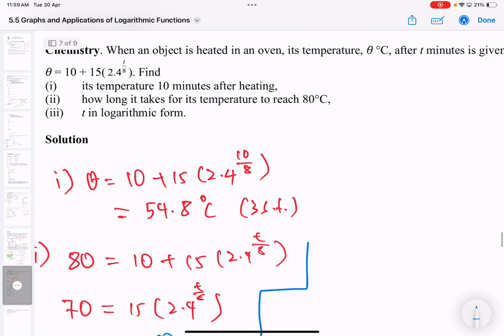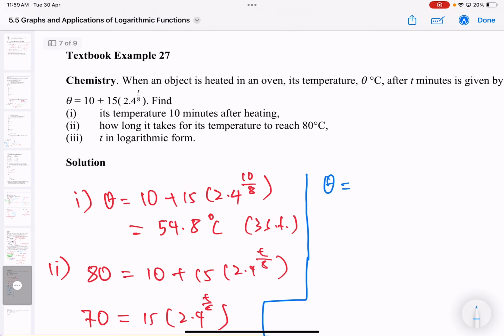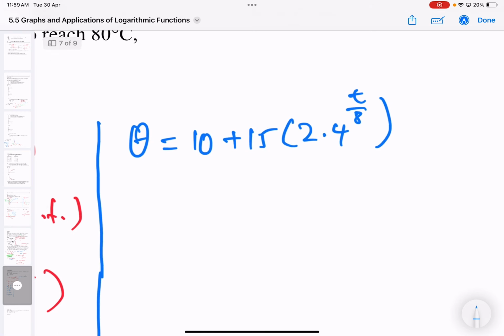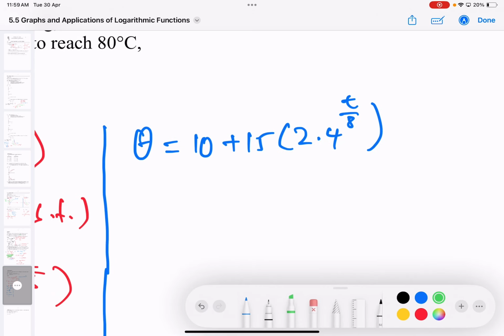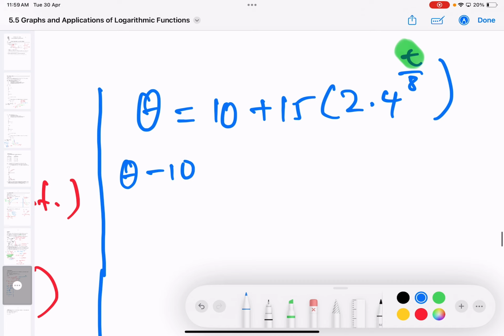How do we express t in logarithm form? I have the equation theta is equals to 10 plus 15 times 2.4 raised to the power of t over 8. If I want to express t, it means I want to make t the subject of my formula. So I'm going to bring everything over to the other side. Theta minus 10, divided by 15, is equals to 2.4 to the power of t over 8. I stop here.